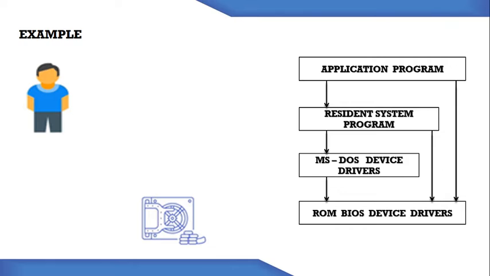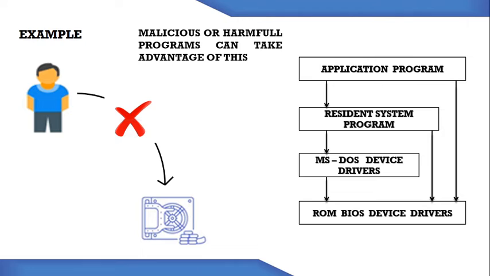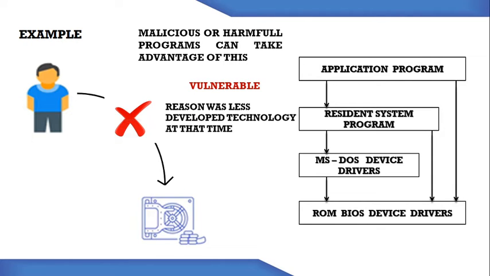What if everyone has access to the bank locker? Anyone can directly access the bank locker without any restriction. This is definitely not a good option. Similarly, if every application program has direct access to hardware, a malicious or harmful program may take advantage of this. So this makes the system vulnerable. At the time when it was designed, the hardware was also not up to the mark. Therefore, the developers had no choice.